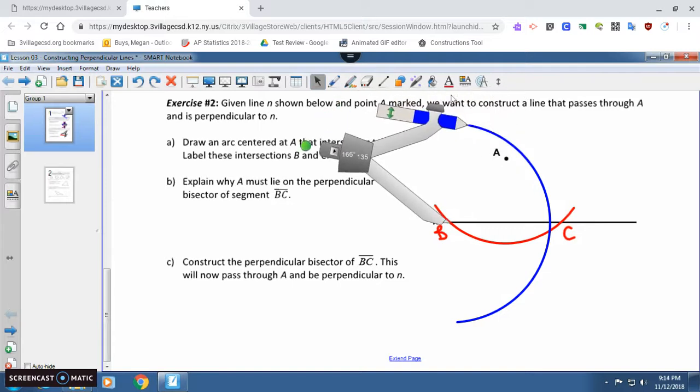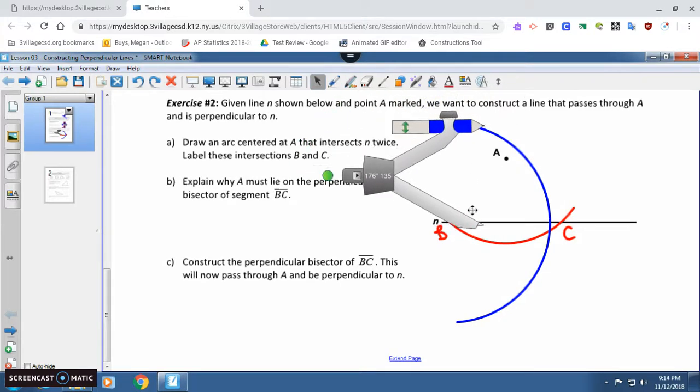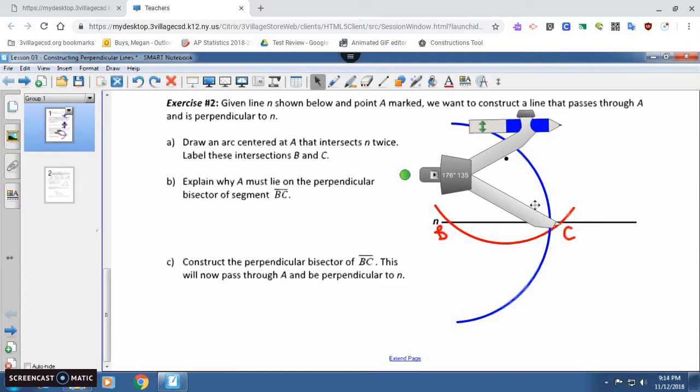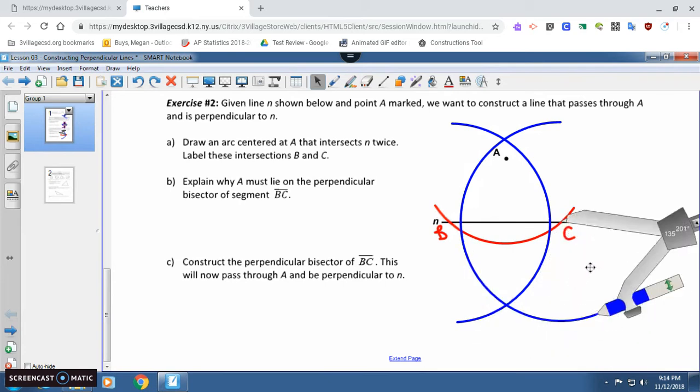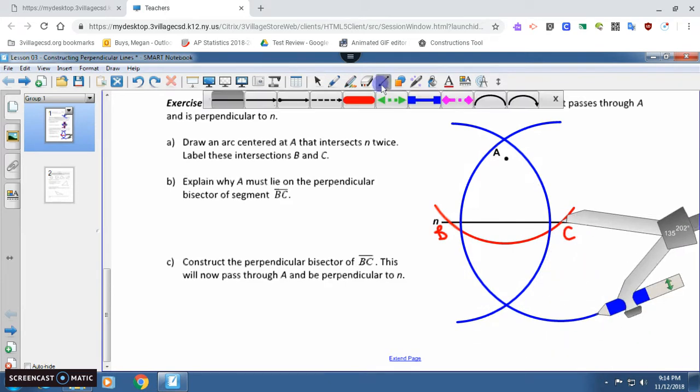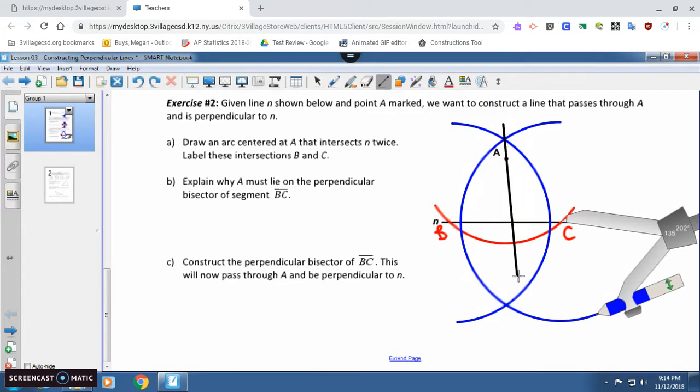We want arcs from B and from C. And when we draw in that line between the 2 points, notice that our point A will also be on those intersections. So again, bear with me as I straighten out where my line passes through. But we have the 2 intersections, and it passes through A, making a perpendicular line here.